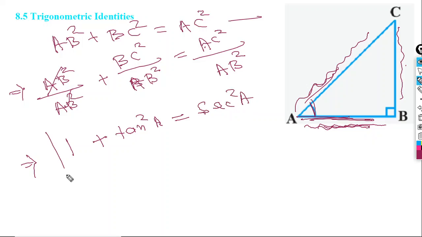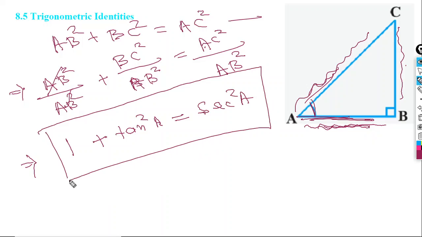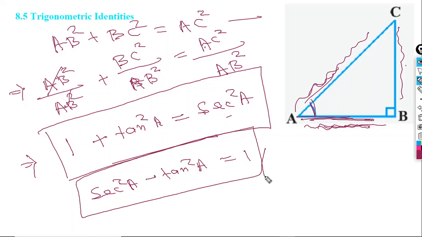So this is the identity for you: 1 plus tan square A equal to sec square A, or in other words you can write sec square A minus tan square A equal to 1. You can remember it also. I will recommend you remember only this one. From this identity you can find several other identities. Okay. Now we will move to another part.